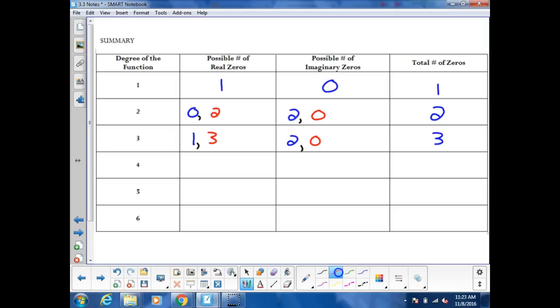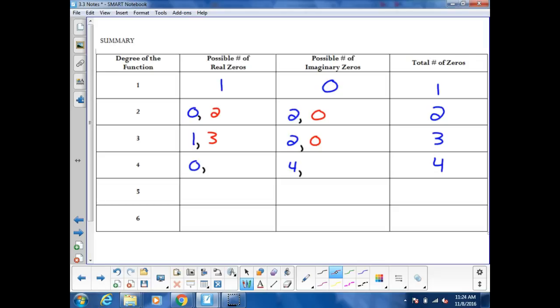4 now. If I have a degree of 4, that means I have how many total zeros? 4. Okay? Smallest number of possible zeros there. 0. And if I have 0 real zeros, that means I have how many imaginaries? 4. Okay? Can I have one real zero in a quartic function? Can I have one real zero?